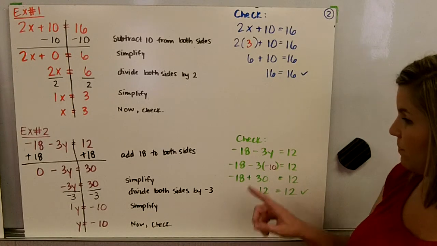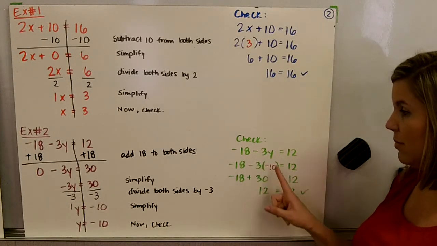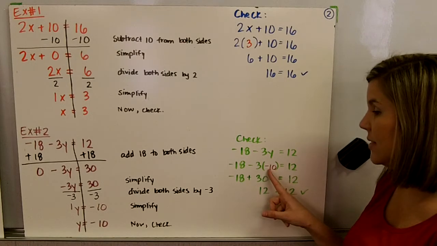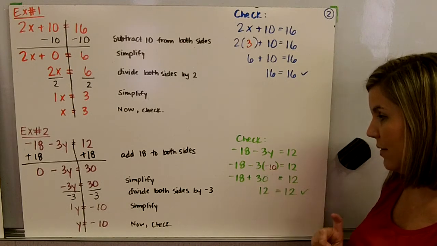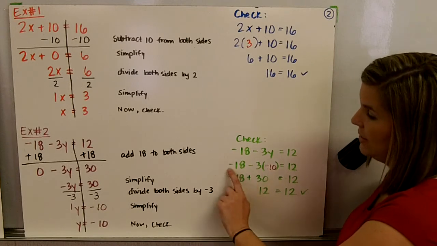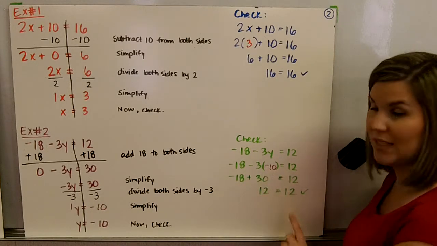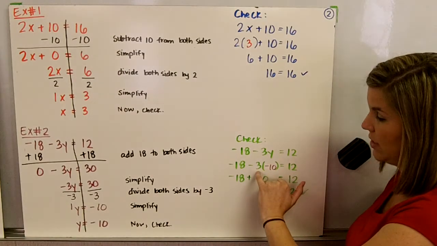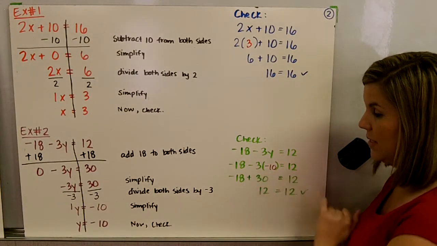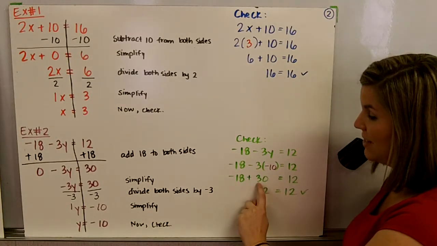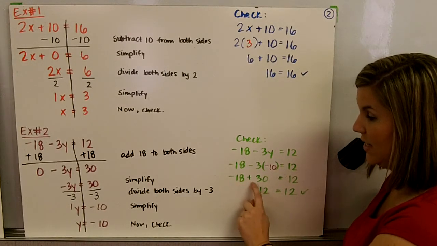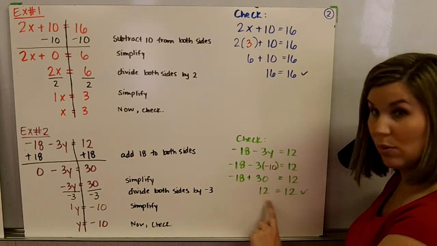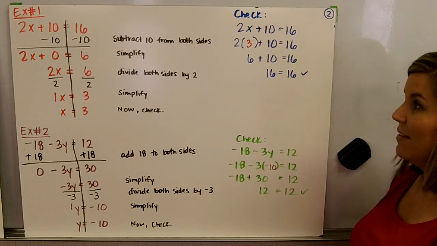Now, check your answer. Here's the original problem. Take y out, put parentheses where the variable was, and substitute your answer, negative 10. So this is negative 18 minus 3 times negative 10. Order of operations says we do multiplication and division first. So negative 3 times negative 10 is positive 30. Negative 18 plus 30 is 12. So 12 equals 12, and this is our answer.